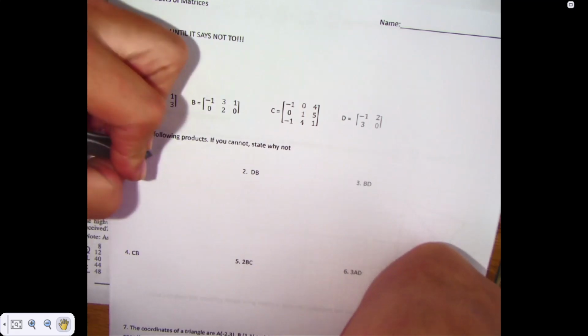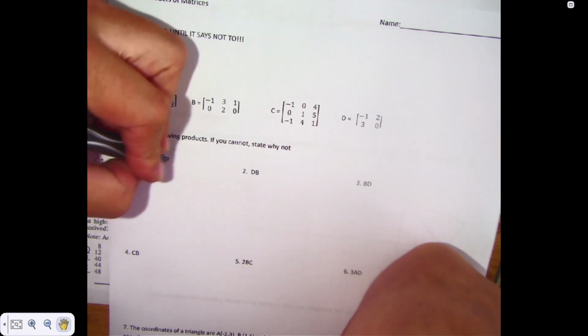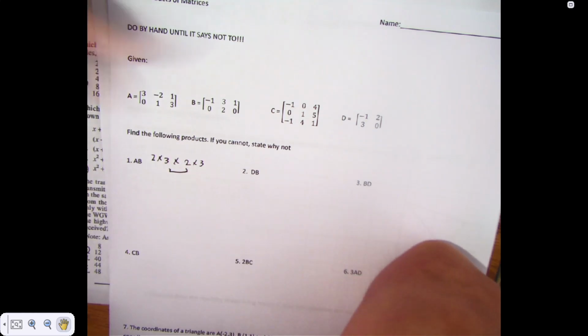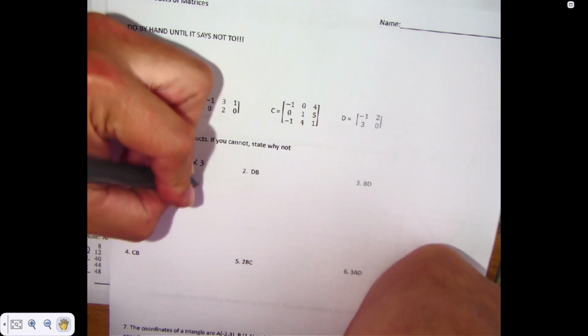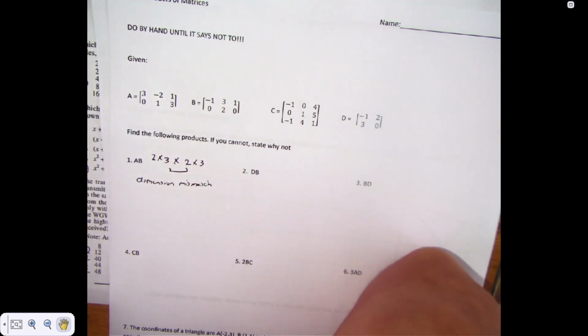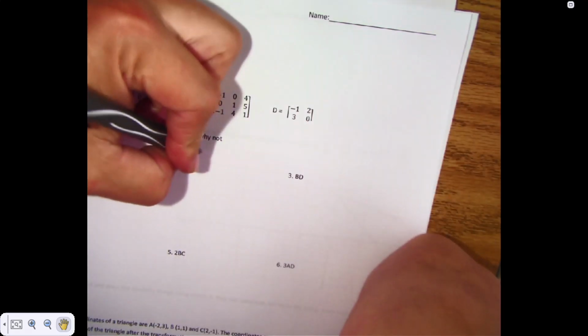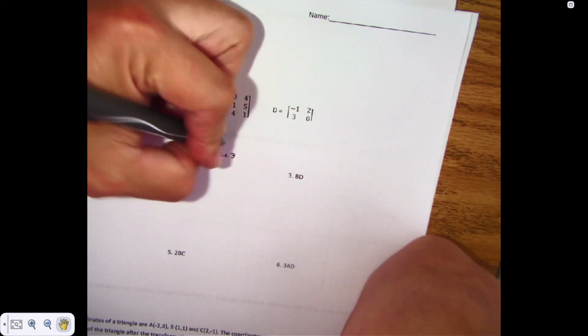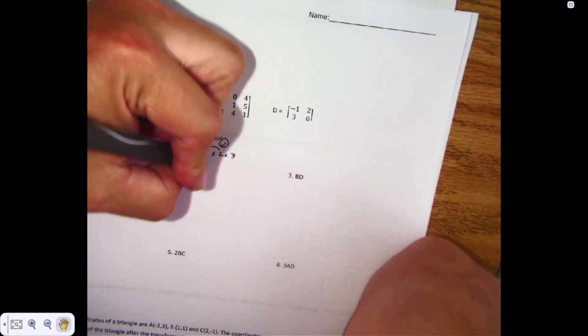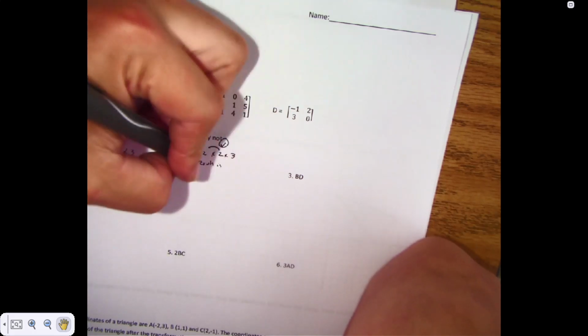A times B is going to take a 2 by 3, 2 rows, 3 columns, and multiply it by another 2 by 3. Those don't match. We literally have what's called a dimension mismatch. So try again. D times B. D is a 2 by 2. We're going to multiply it by B, which is a 2 by 3. We're good to go. The result is the outside numbers, a 2 by 3.